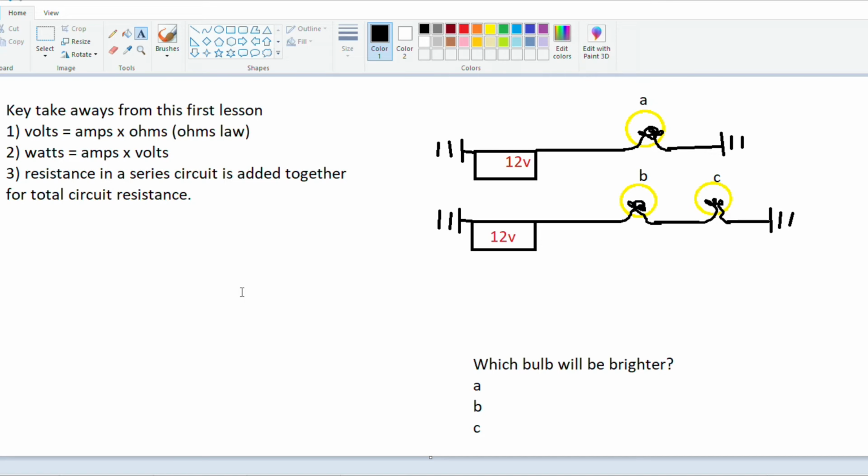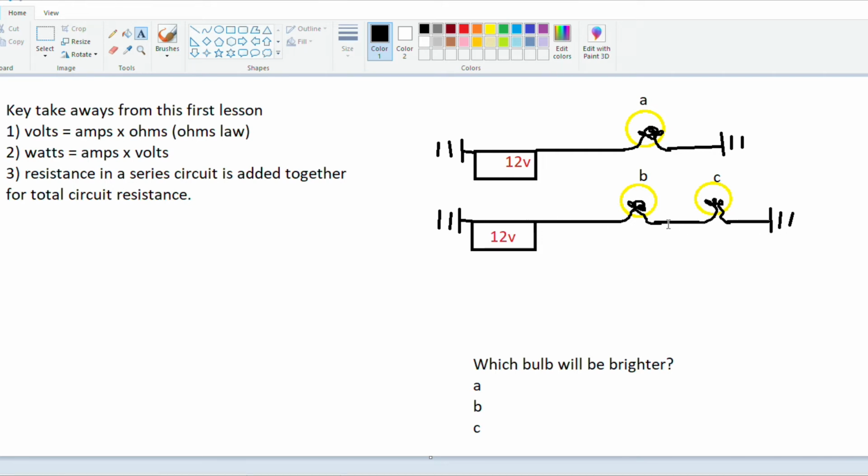So now that you've had some time to think about it, which bulb will be brighter, A, B, or C? So let's go into this really quickly. I know I didn't put any ohm value here. I just don't want you to do math right now. I want you to look at it and realize how the circuit works. So A, you got 12 volts going through one bulb and then the ground. B is the first bulb and C is the second bulb.